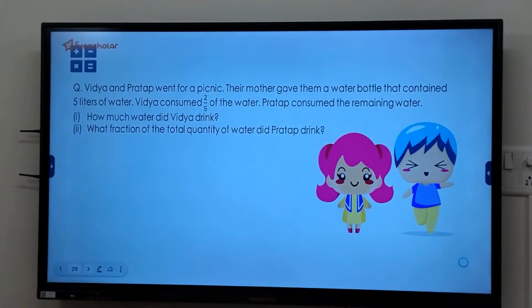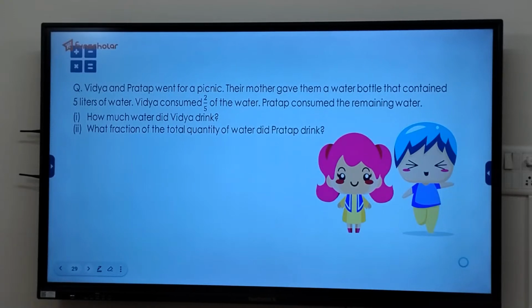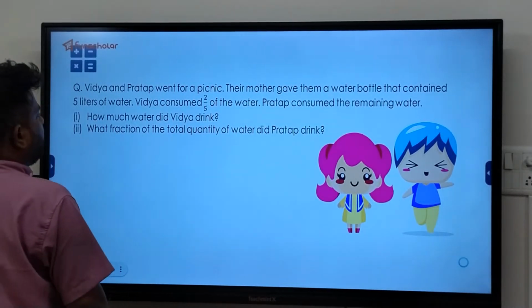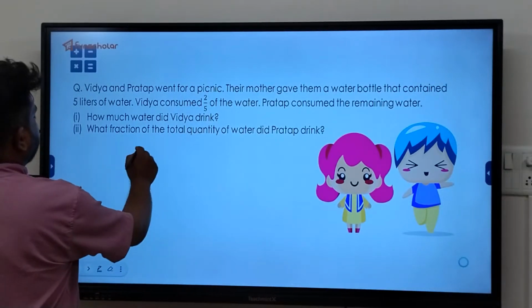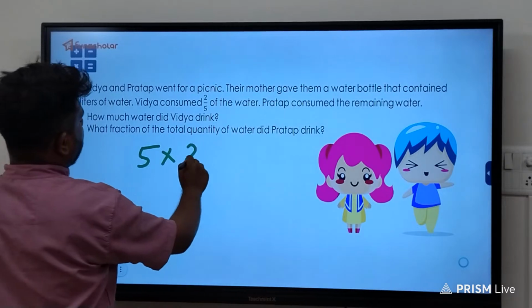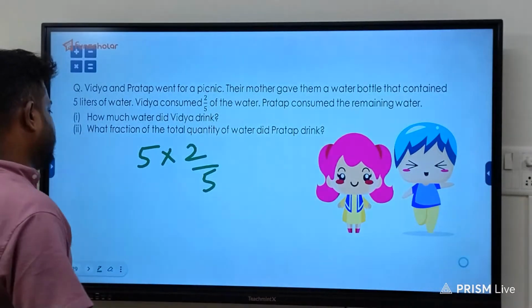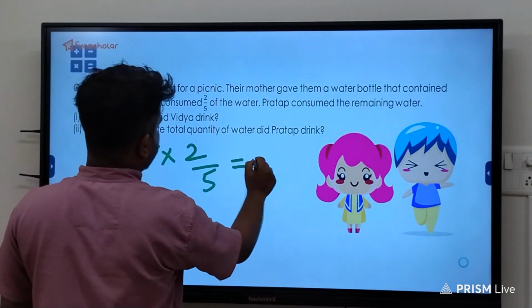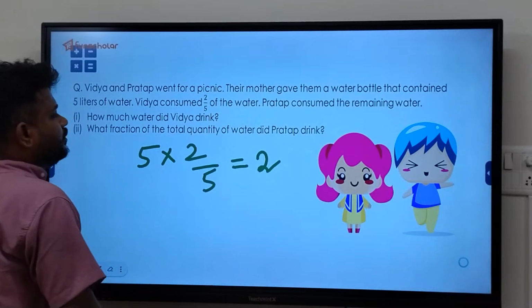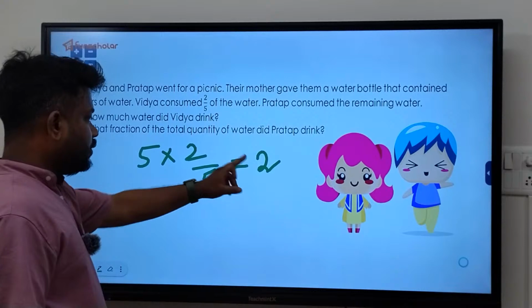The next one: Vidya and Pratap went for a picnic. Their mother gave them a water bottle that contained 5 liters of water. Vidya consumed 2/5 of the water. Pratap consumed the remaining water. How much water did Vidya drink? Okay, the total water was 5 liters. One of them drank 2/5 of the water, so 2/5 of 5 means the answer will be 2. So Vidya consumed 2 liters of the water.